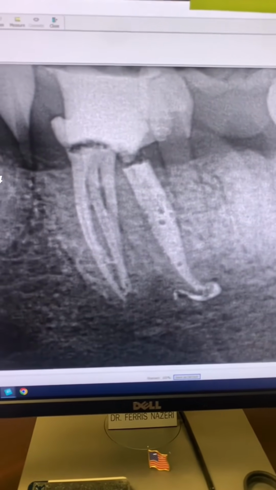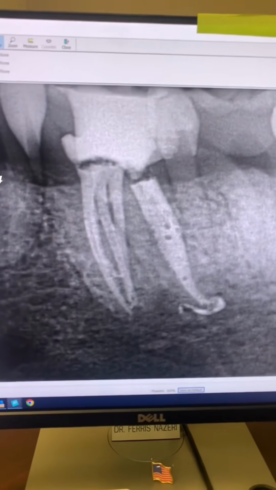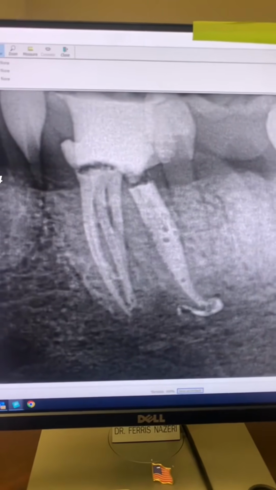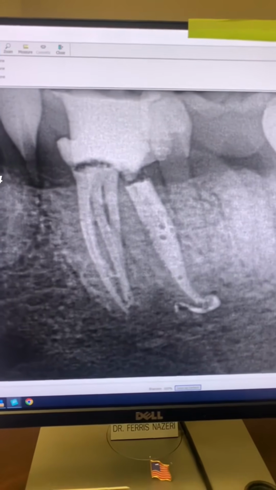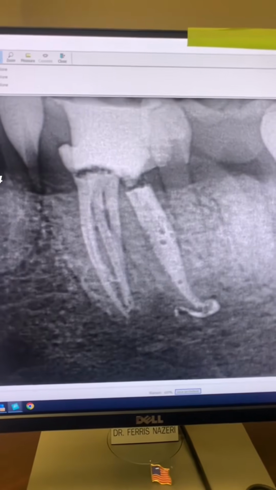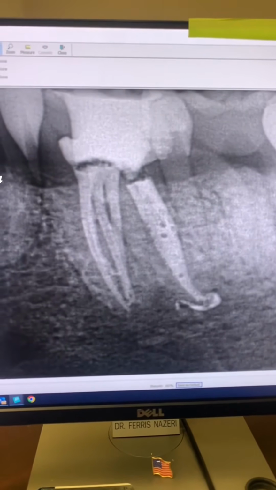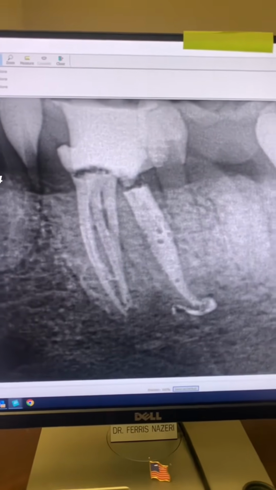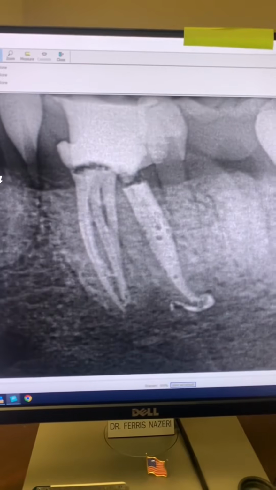So if you go in with the assumption that this tooth has 3 canals, you'll find 3 canals. If you go in with the assumption that this tooth has 4 canals, you'll find 4 canals. And then you stop and you say, okay, I found them. But if you go with the assumption that this tooth has 100 canals, then you find them.